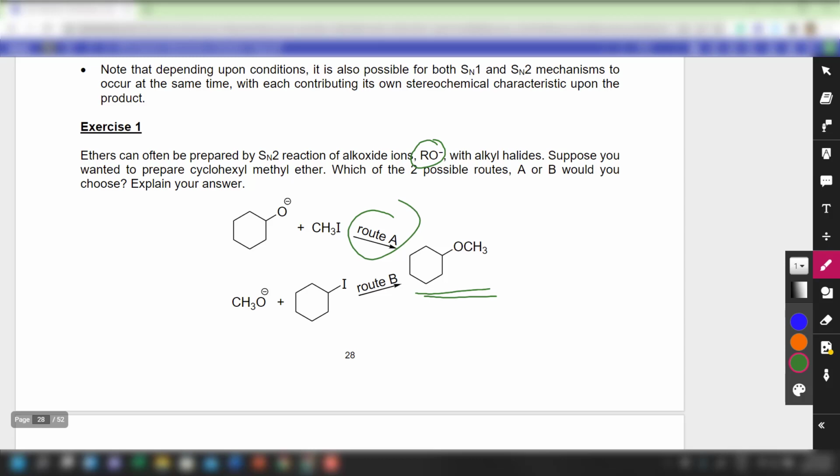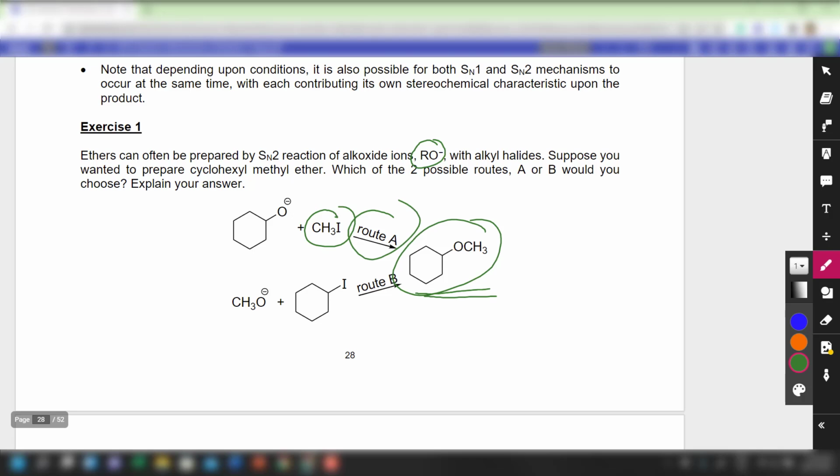Yeah, but in our case here, if we are using CH3I, then we will not run into the risk of having an elimination product. The reason is because CH3I has no beta hydrogen for the base to abstract. So in route A, I can say almost for sure that this is the only product I will get. Of course, there could be minor products, but very, very minor, and we are not concerned with them.